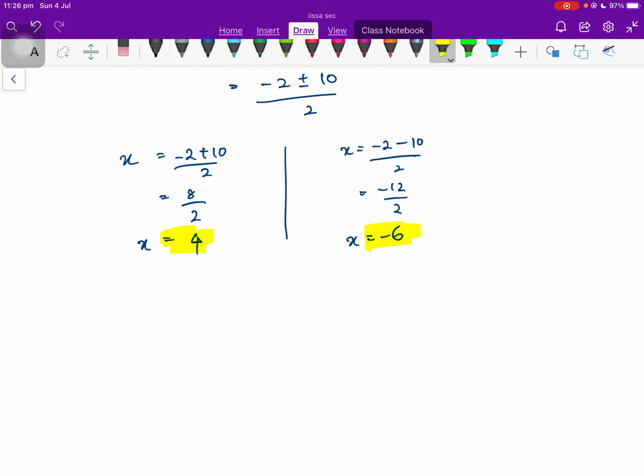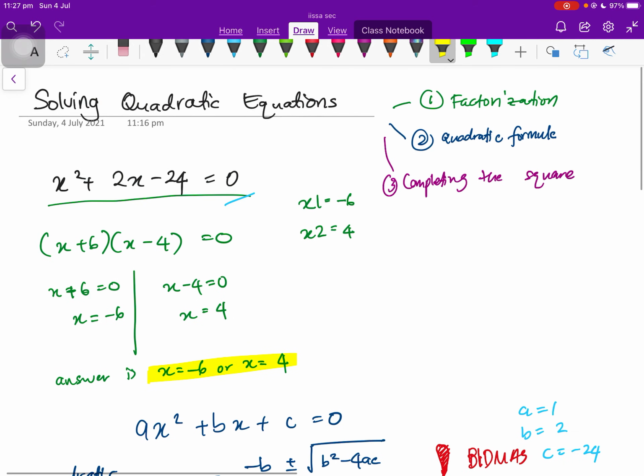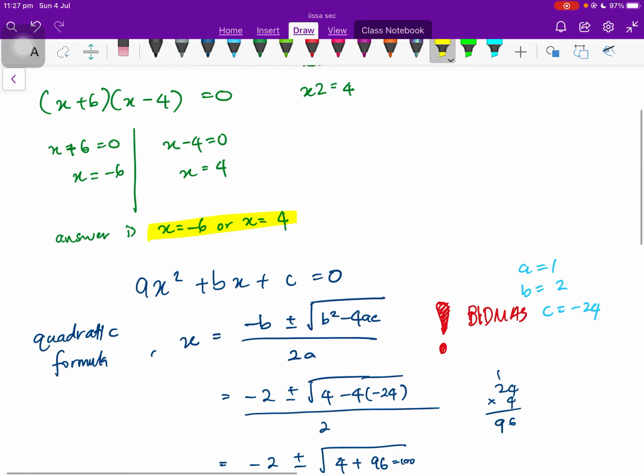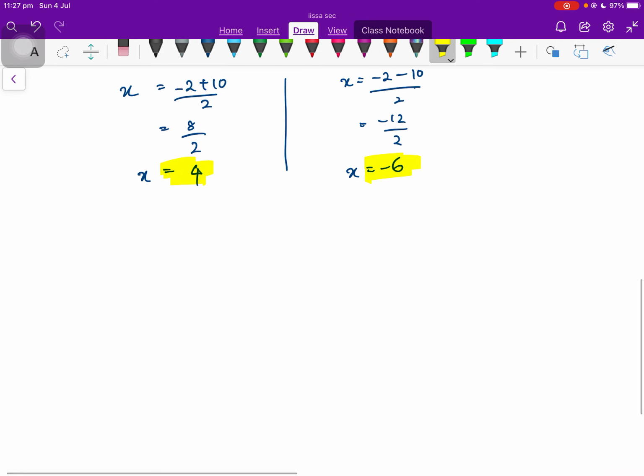Let me introduce you to another way of solving the quadratic equation, which is by using completing the square. This is a bit tricky. We are going to use the same equation. To recap, x squared plus 2x minus 24 is equal to 0.